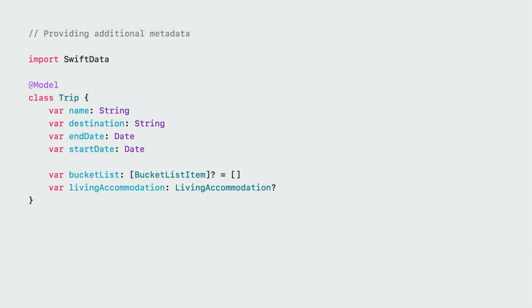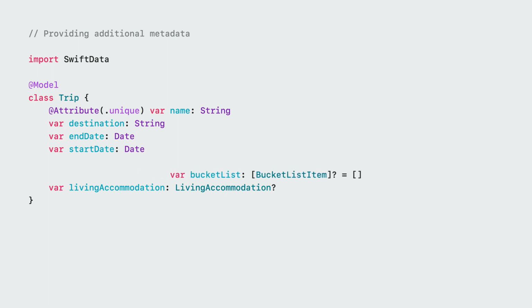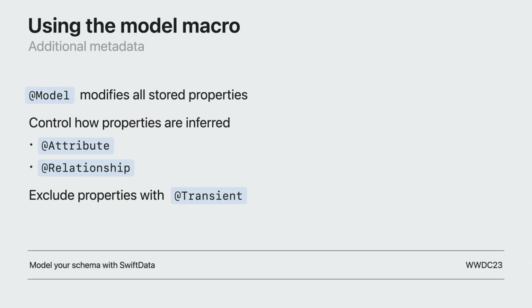Here's our previous trip example. I'll adjust SwiftData's schema generation by adding metadata to our stored properties. I can add @attribute to name and specify that it should be unique. I can also decorate our bucket list relationship with @relationship and instruct SwiftData to delete all the related bucket list items whenever this trip is deleted. To learn more about SwiftData modeling, check out the Model Your Schema with SwiftData session.